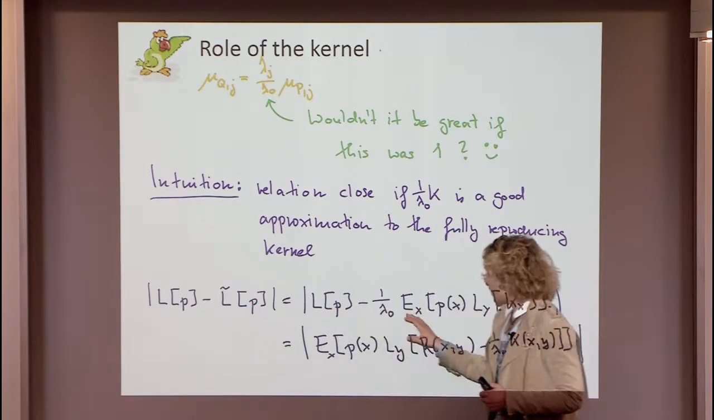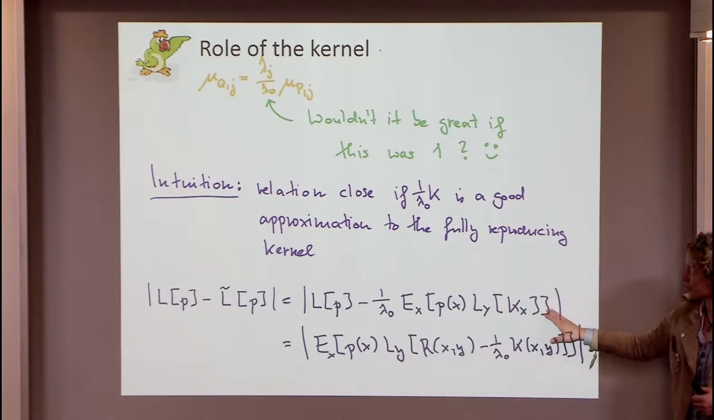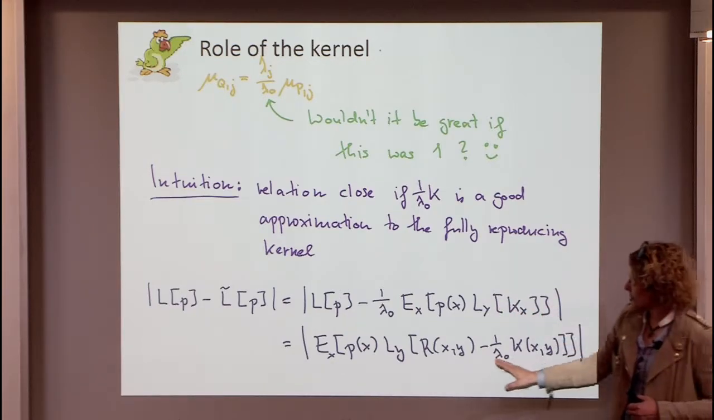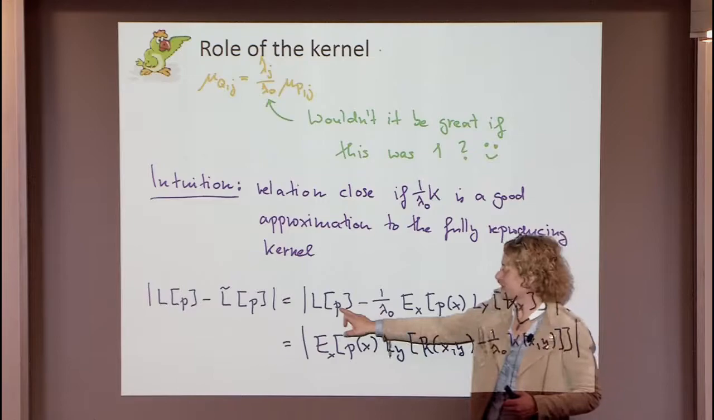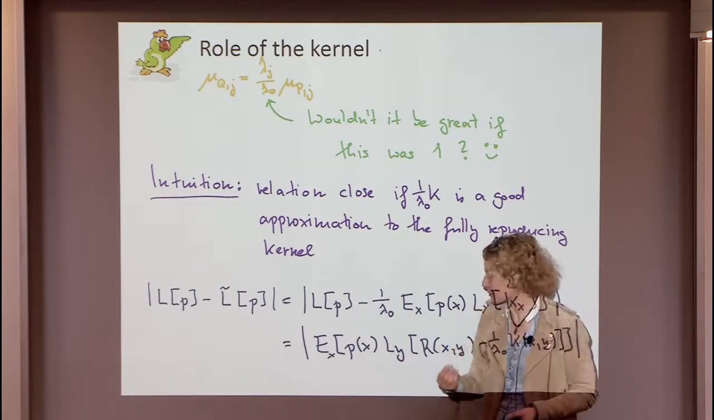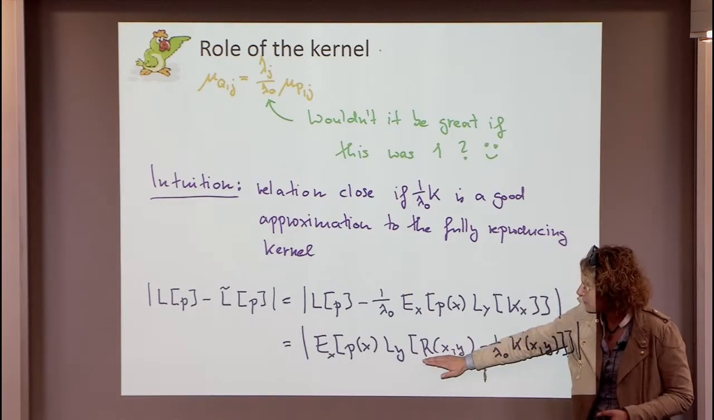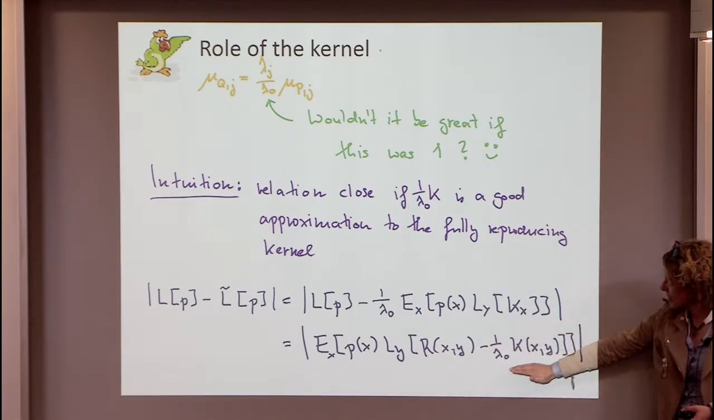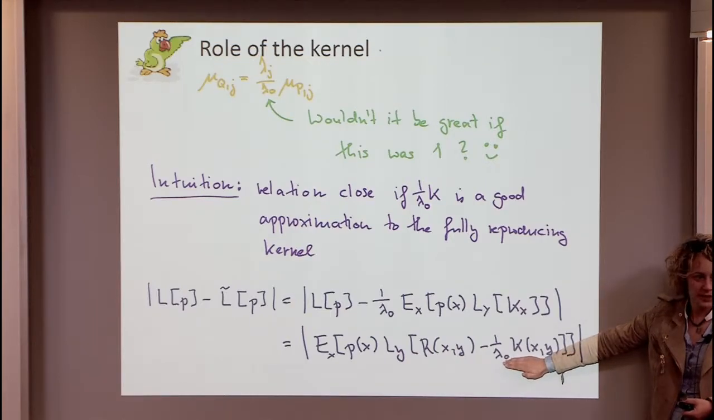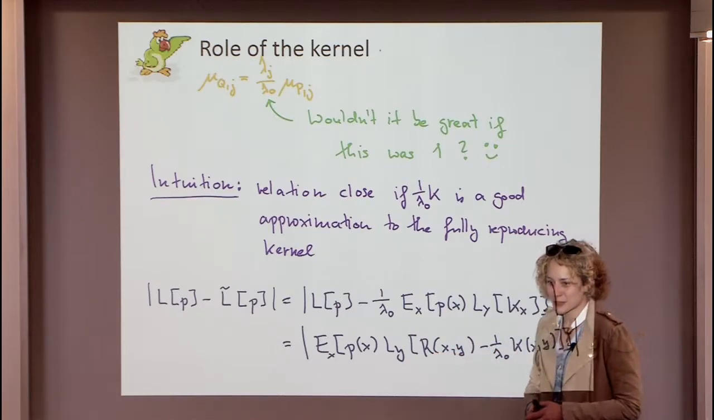So let me expand this. Here what I've done is I've just plugged in the definition of this approximation, and I've used the fact that this is reproducing to also write this as an integral, but now with respect to the fully reproducing kernel. So what you can see appearing here is the difference between the fully reproducing kernel and this guy here. It would be really great if we could make this close to the fully reproducing kernel.